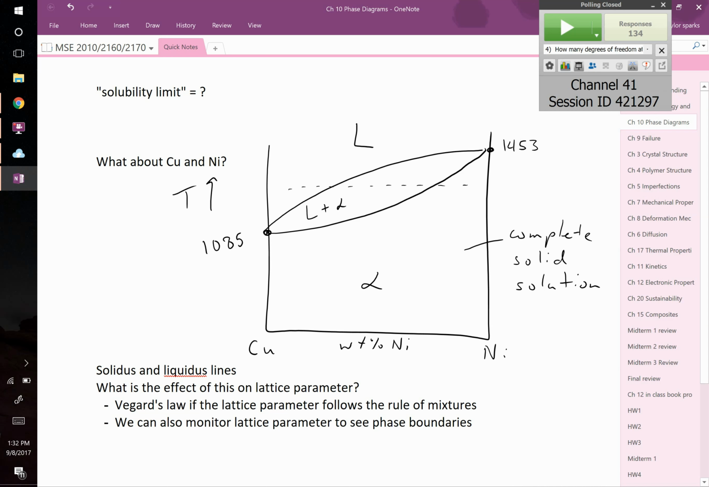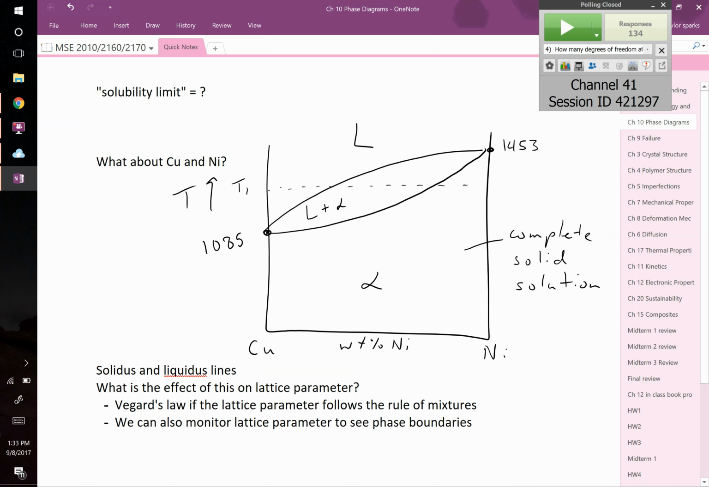A more important question are these two things. First off, what's the composition of the liquid and the alpha? That's our first question. And the second one is, how much of them are there, right? So at this temperature, let's call this T1, we'd like to know, first off, what's the composition of the liquid and the solid present there, and how much of them are there?